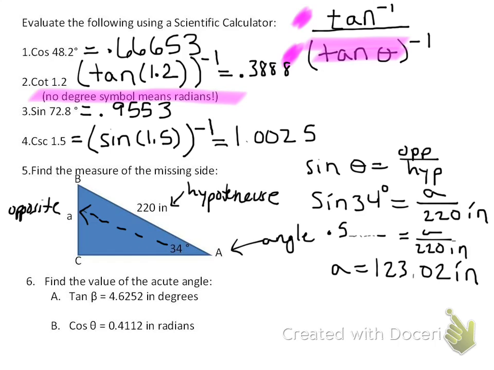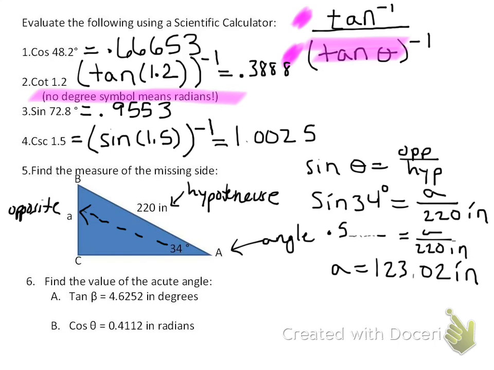Okay? All right, number 6, find the value of the acute angle. So now I have the tangent of beta equals 4.6252. What does that mean? This means that tangent is opposite over adjacent. So whatever my triangle said, when I punched in opposite and divided by whatever the adjacent was, it reduced to 4.6252. So my opposite over adjacent ratio is 4.6252.